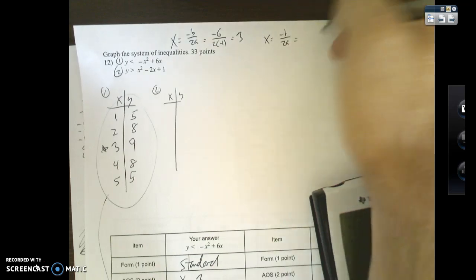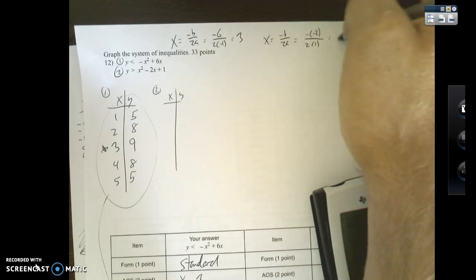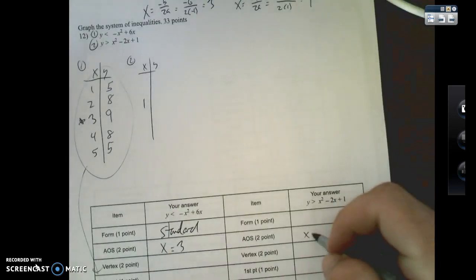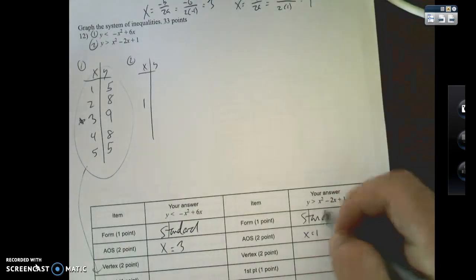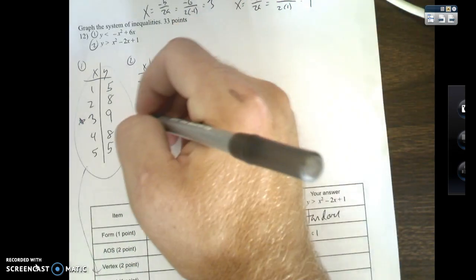Now, for the second one, x equals negative b over 2a. For the second one, we're looking at the negative of negative 2 over 2 times 1. So 2 divided by 2, 1. There's your AOS. It's still in standard form. Okay. I can build my chart around this.